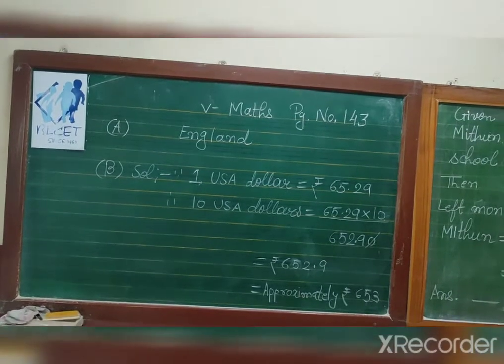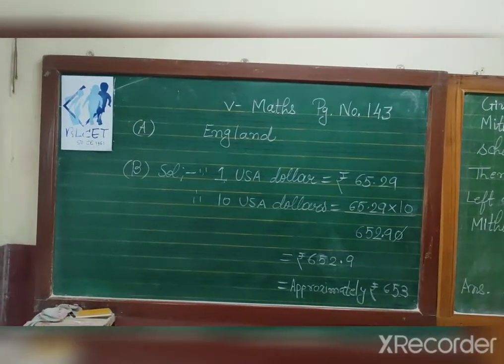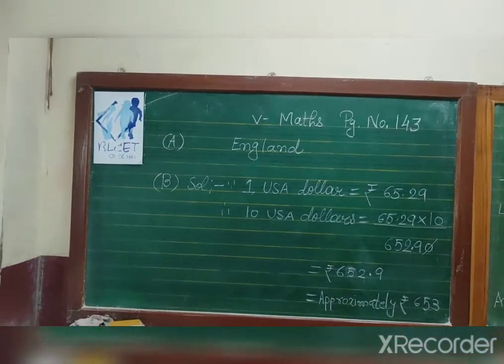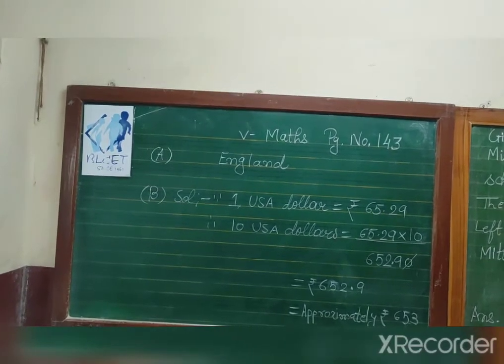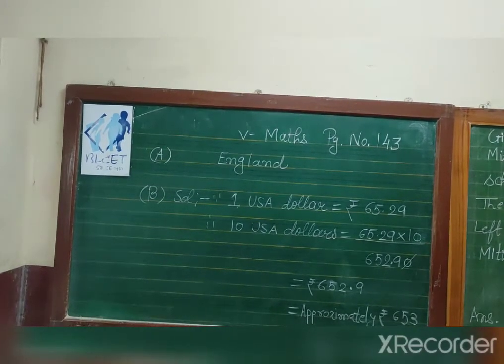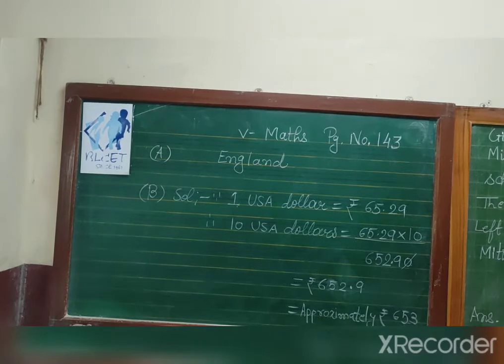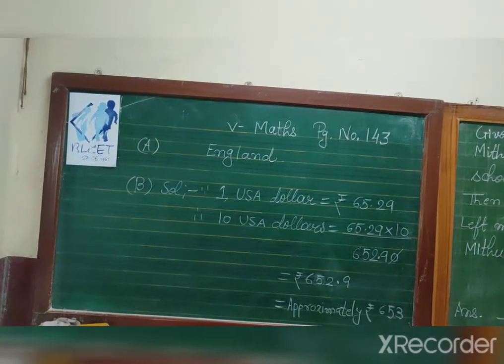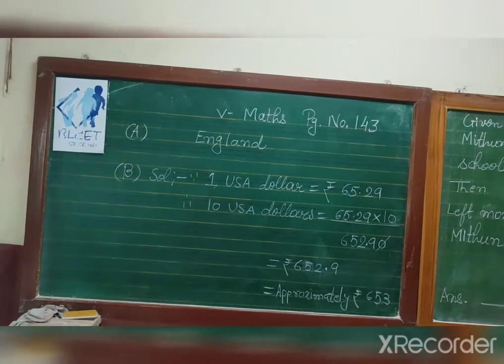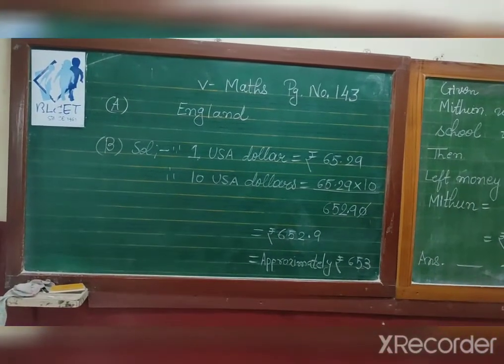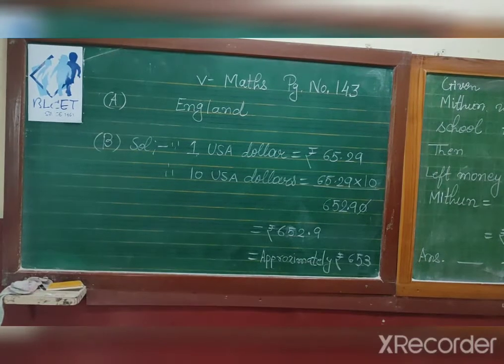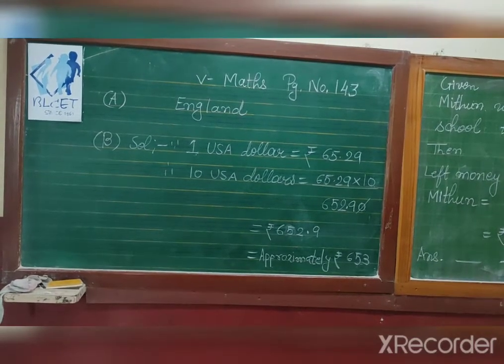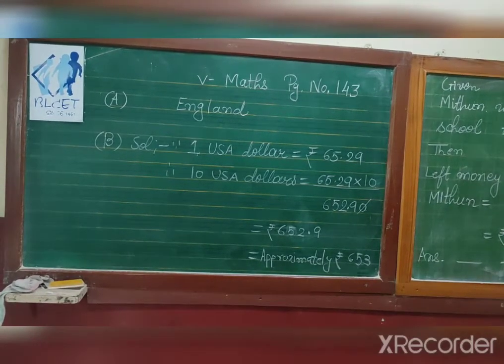So in the statement form, you will write: the money of England will cost the most in Indian rupees, that is, 1 pound is equal to rupees 86.63.